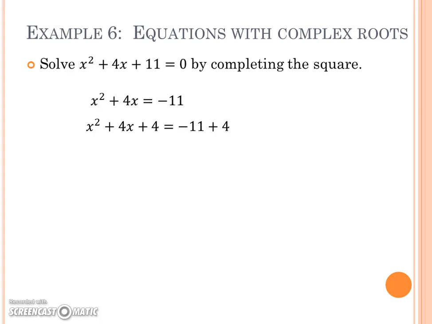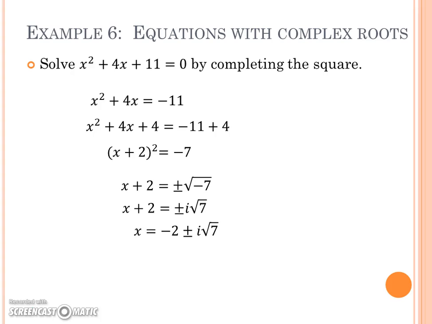We're going to write the left side as a perfect square by factoring. So we get (x plus 2) squared. On the right side we get negative 7. Square root property: x plus 2 equals positive or negative square root of negative 7. Because it's negative 7, it's i square root of 7. We're going to subtract 2 from both sides as well. So negative 2 plus or minus i square root of 7.